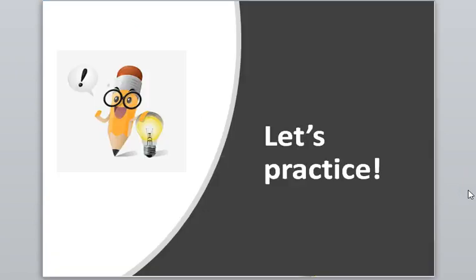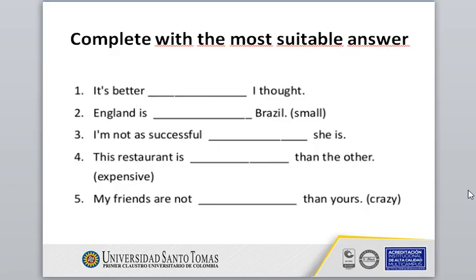Now, it's time to practice all these rules and all these observations. So here we have five different sentences. I want you to think about the best word you would use to complete or fill in the gaps using any of the cases we have been talking about so far, either comparative or superlative. I will stop for five seconds and then I will show you the answers.